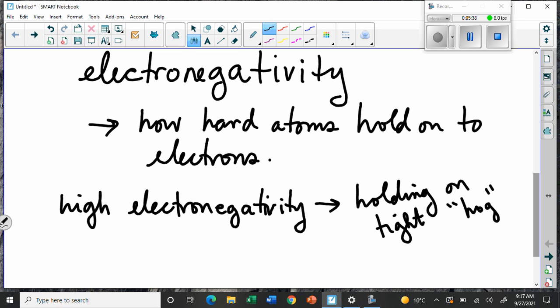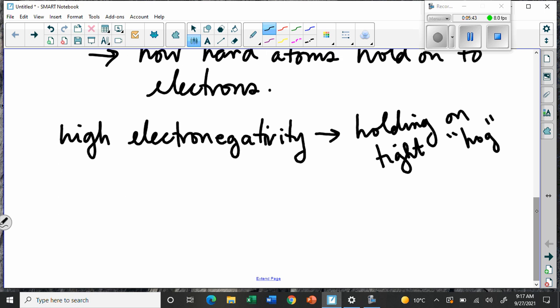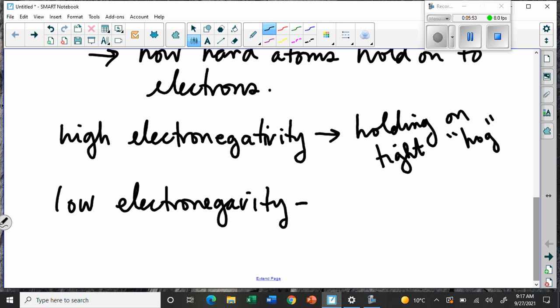We call them a hog if you're taking something longer than you should. If your electronegativity is low, then you don't really care so much. Electronegativity low means that you have less hold. It's very easy for somebody to come and steal the ball from you. Less hold on electrons. Okay? Less hold, which means you'll give them away.